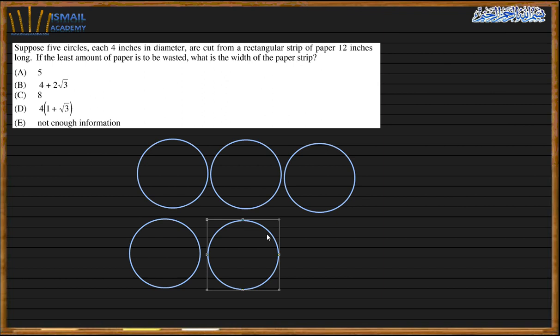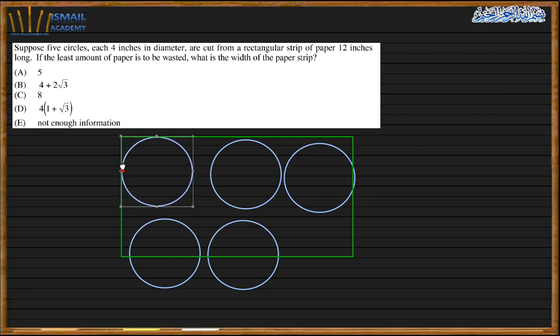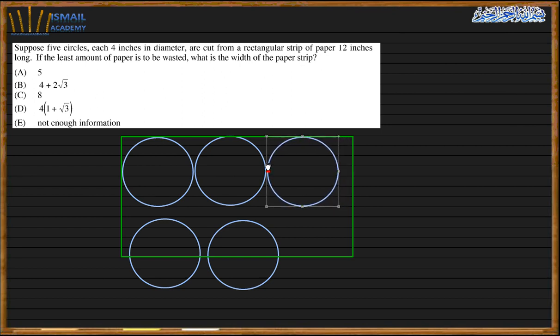Alright, so we have 5, so each one is 4 inch. Are cut from rectangular strips of paper 12 inch. So let's see, we have 12-inch paper. I need to make sure that it's 12-inch. I'm assuming that this is going to be 4 and 4 and 4. So here is going to be 12. So this is 12. Next to each other is 12.